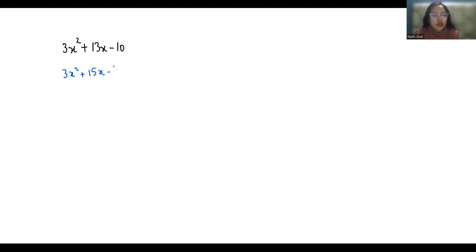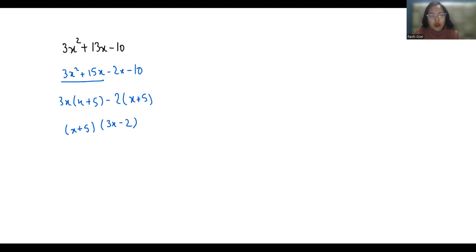Now from the first two terms, if I take 3x as common, so x + 5, and now from the next two terms, if I take −2 as common, x + 5. Now I can take x + 5 as common. So 3x − 2 is left. So these are the two factors.